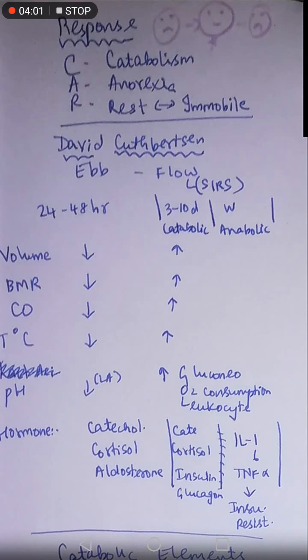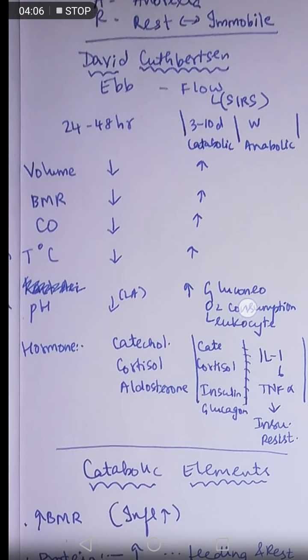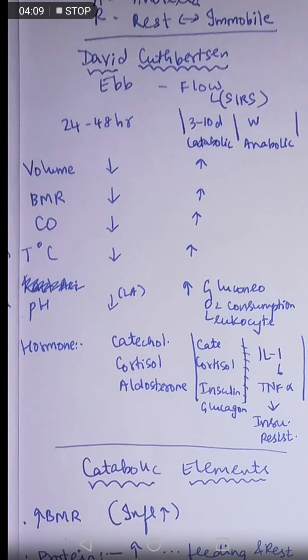There is this person called David Cuthbertson. David Cuthbertson said there is something called ebb and flow. The duration of ebb is 24 to 48 hours, whereas flow has two phases, the catabolic and the anabolic phases. The catabolic phase is going to be for 3 to 10 days, whereas anabolic is going to be for weeks, because it takes a lot of time to build up a monument like the Taj Mahal. And the flow phase is frequently known as the SIRS phase.